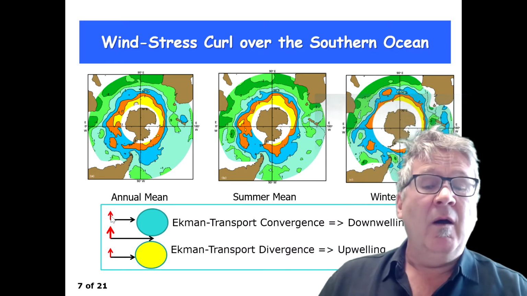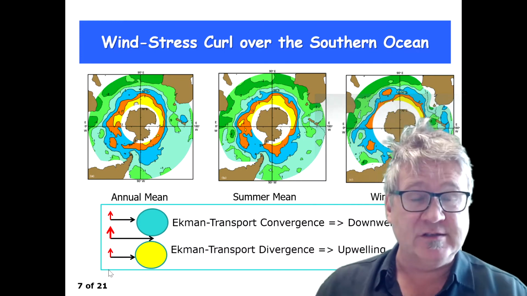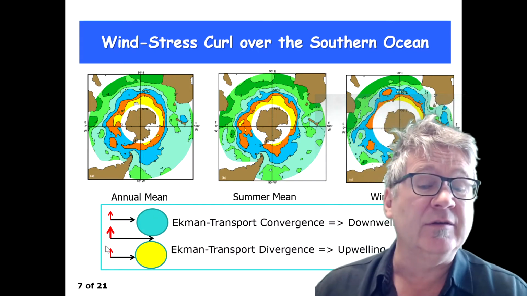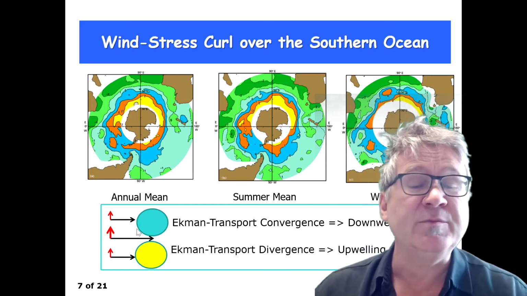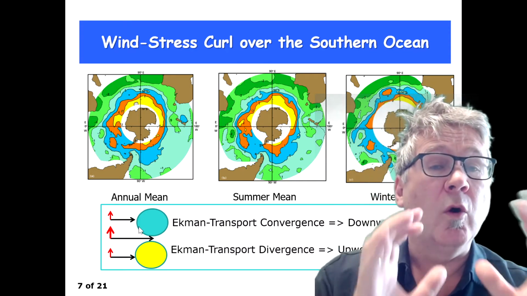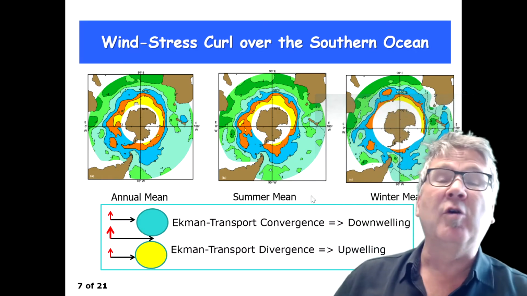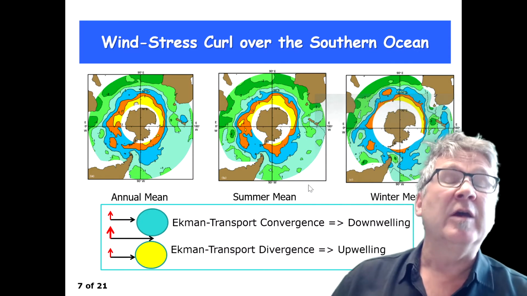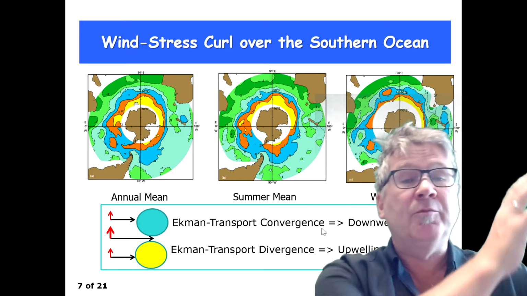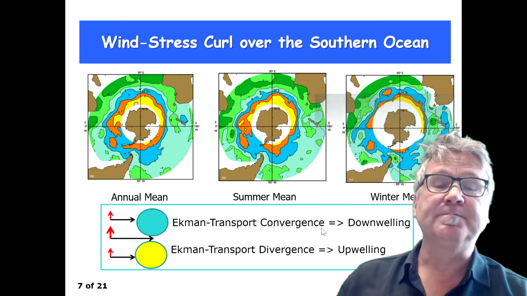All right, and then you look at it, and you can see that you create a convergence north of the center of the westerlies. Here you get a convergence, which means if you put a control volume into that area, there's more water coming in from the south than leaving in the north. This is what we call a convergence. And what happens in this situation is a downwelling, a downward pumping of surface water induced by the wind into the ocean interior.